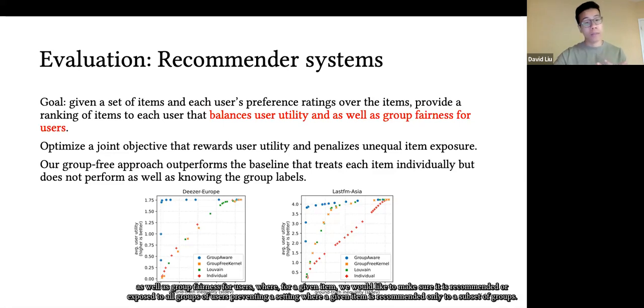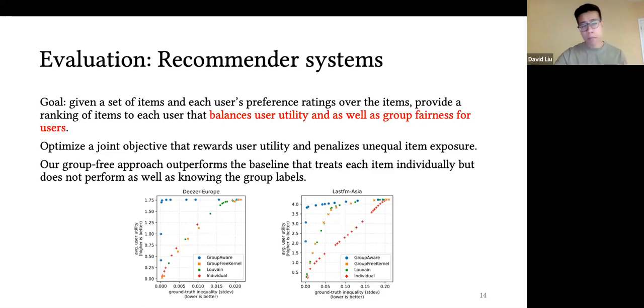as well as group fairness for users, where for a given item, we would like to make sure it is recommended or exposed to all groups of users, preventing a setting where a given item is recommended only to a subset of groups. And we can achieve this by optimizing a joint objective where each algorithm yields a different trade-off curve between the two objectives.